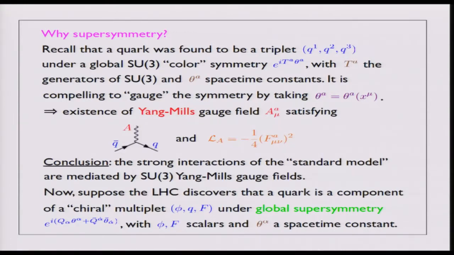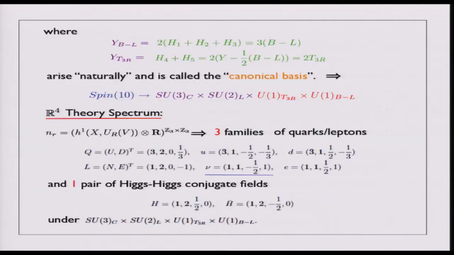However, now let's suppose that the LHC discovers something new, which I really hope it does, discovers that a quark is actually a component of another kind of multiplet, a chiral multiplet, in which a quark is associated with some scalar field phi and a scalar field F. That's an auxiliary field, but be that as it may, it's associated with two scalar fields. And they mix into each other under another global symmetry, this one called supersymmetry.